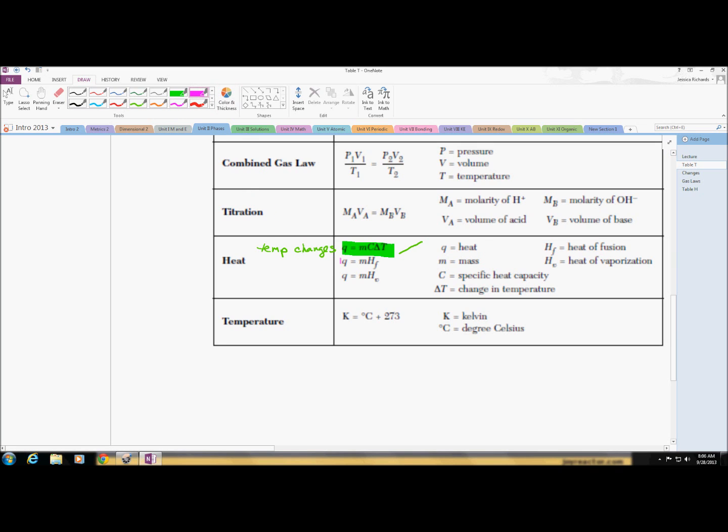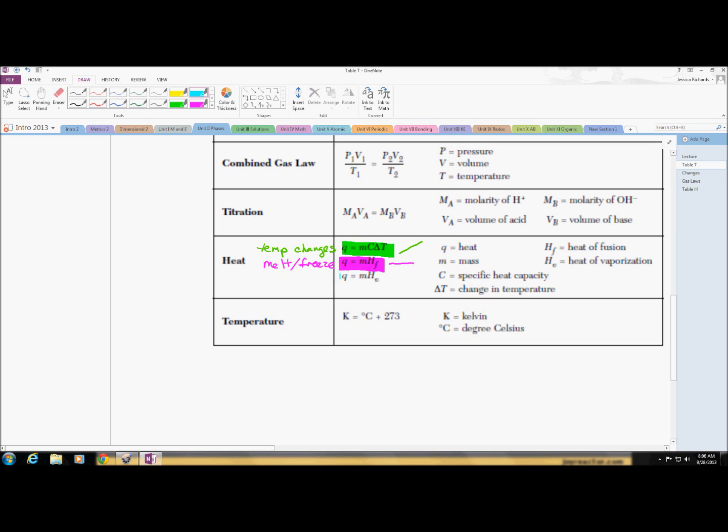We have Q equals mH sub F. Q for heat, m for mass, H sub F, the heat of fusion. This is the equation we are going to use when something melts or freezes. When something's melting, it's absorbing that amount of heat. When something freezes, it's releasing that amount of heat, and it's going to be a flat spot on our graph.